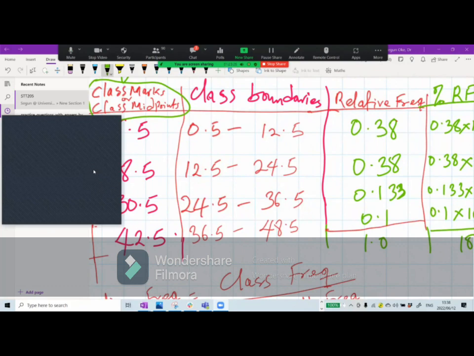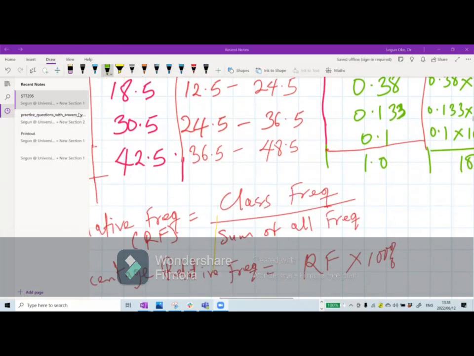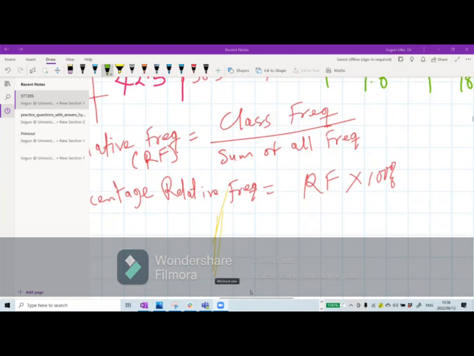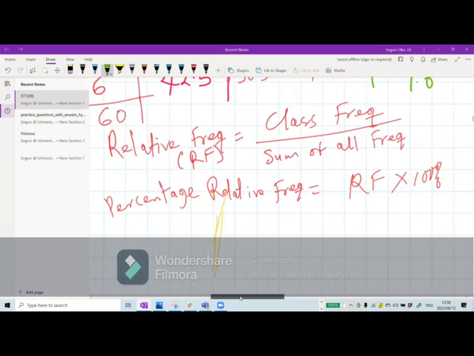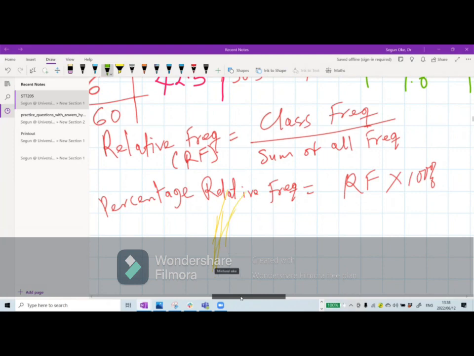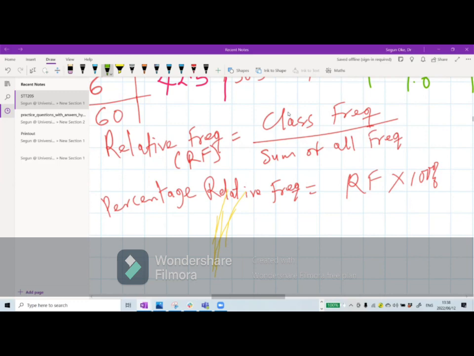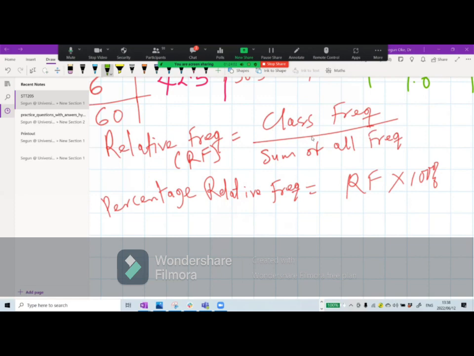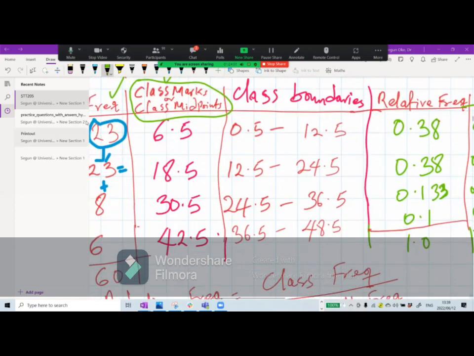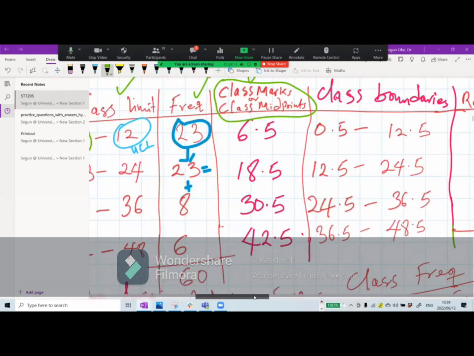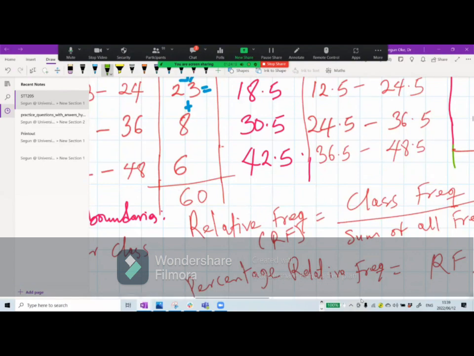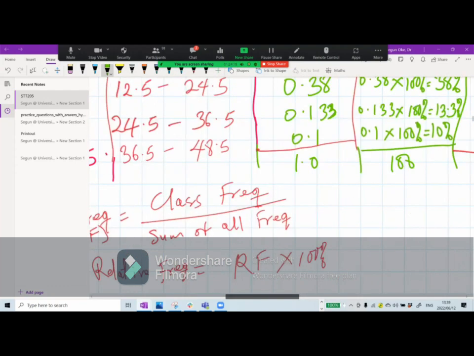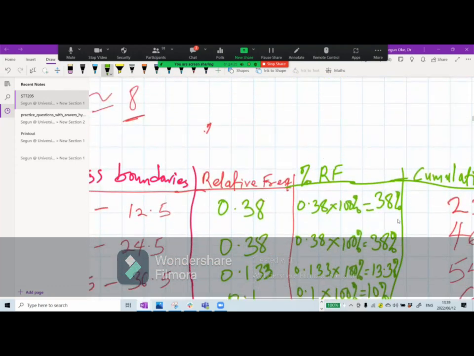In this case, we know how to calculate relative frequency. The relative frequency is the class frequency divided by the sum of the frequencies. Our class frequency is 23 from here, divided by the sum. The sum is 60, so it will give you this. Then if you multiply it by 100, you have it as a percentage.